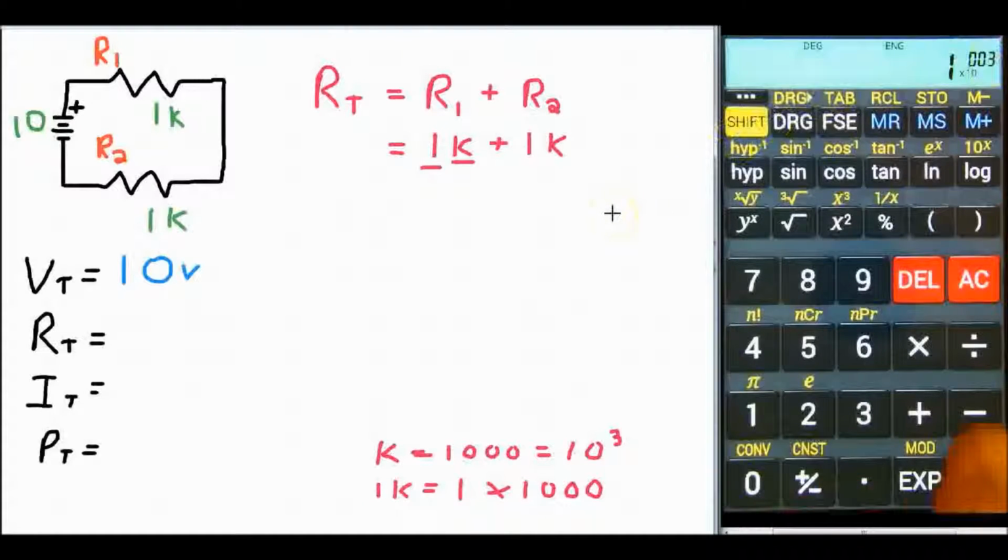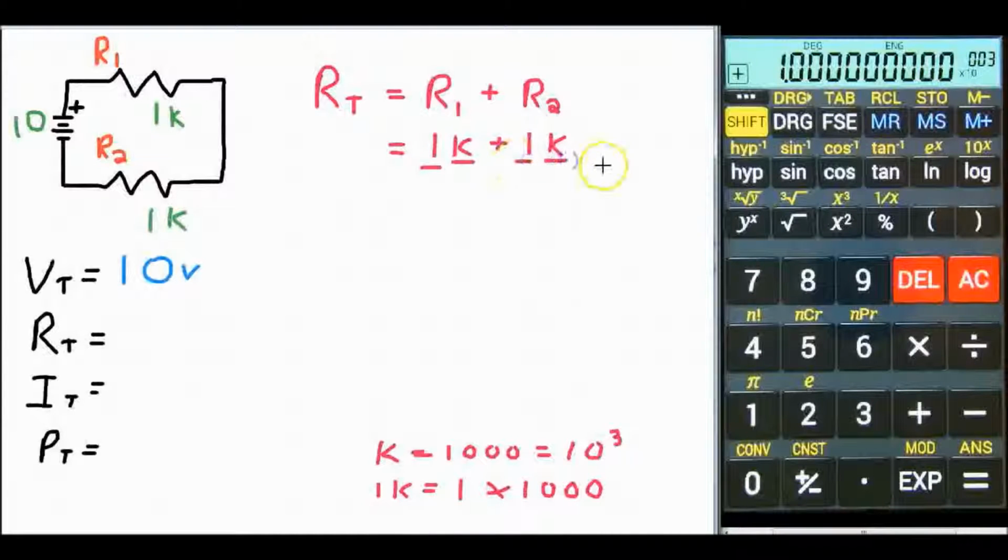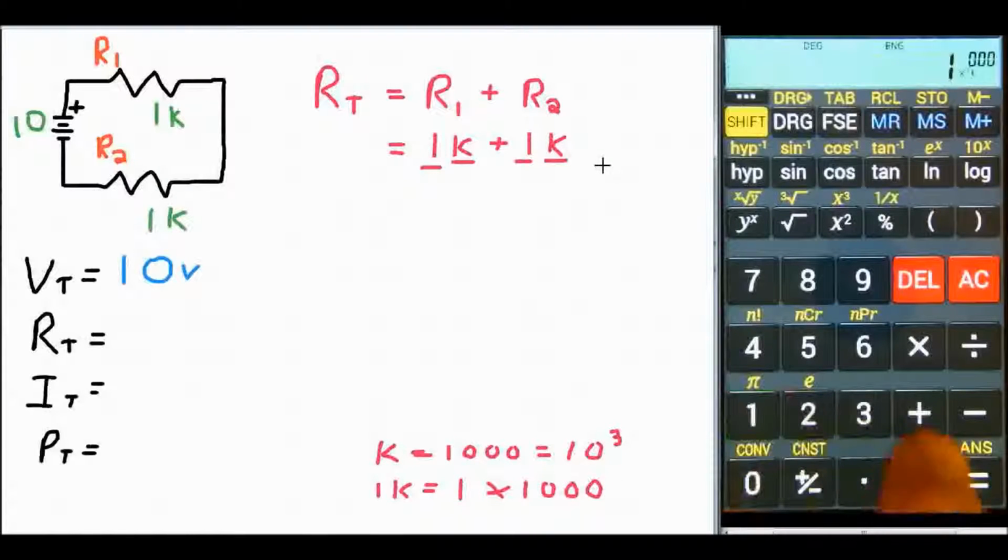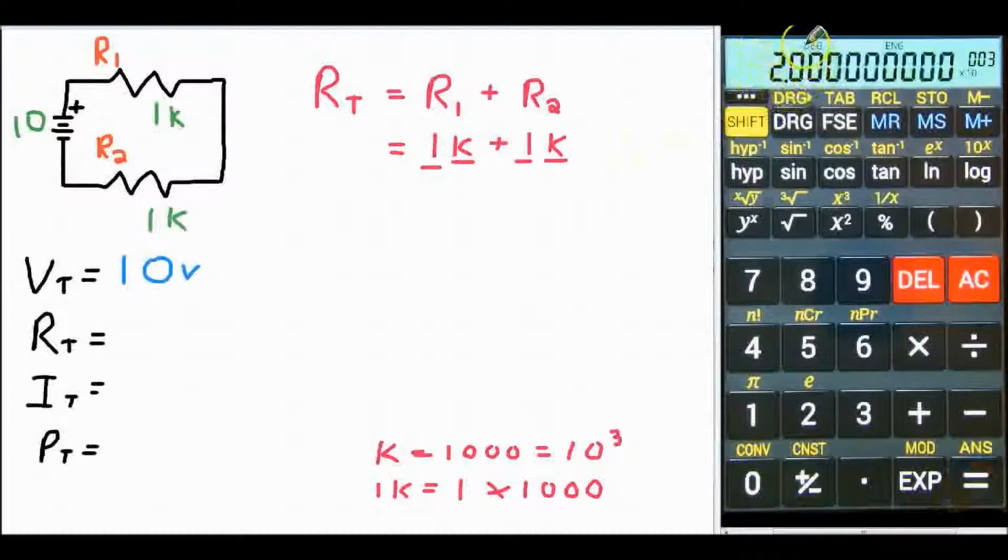So I'm going to hit plus. Now we're going to take care of the other value, which again is 1K. So I enter 1 exponent 3. I'll hit equals, and as you see, our answer is 2 times 10 to the third power. So our total was equal to 2K ohms. And I'm going to go ahead and put that in our answer key.